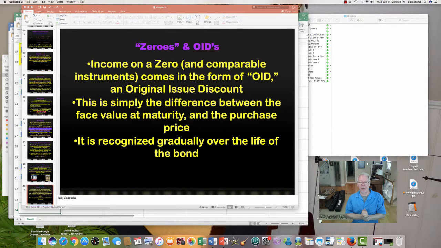So please remember what a zero is, not for me, but for you, because I'm not going to ask you about zeros in this course. And when you see the term OID, it simply means original issue discount. You bought something really, really low, and you're going to make your money by the fact that it grows to a maturity value. Okay? That's what a zero is.